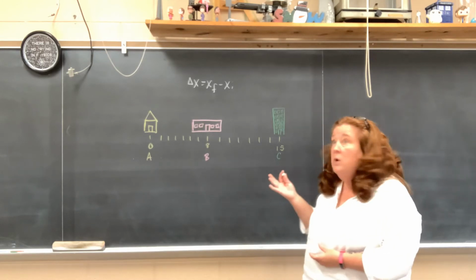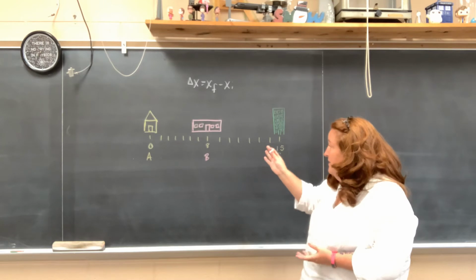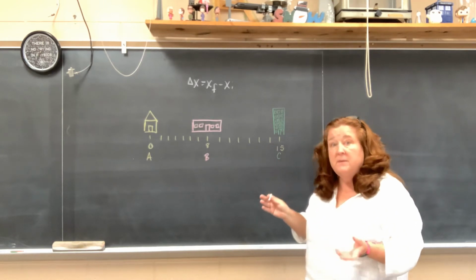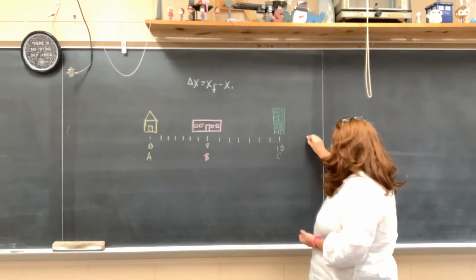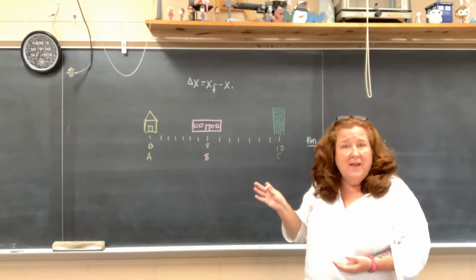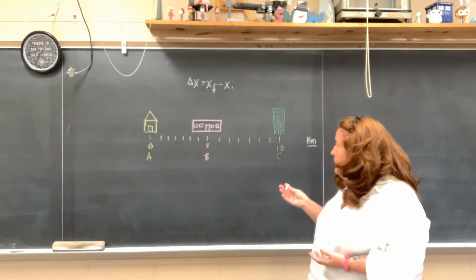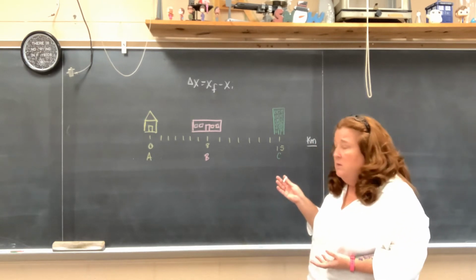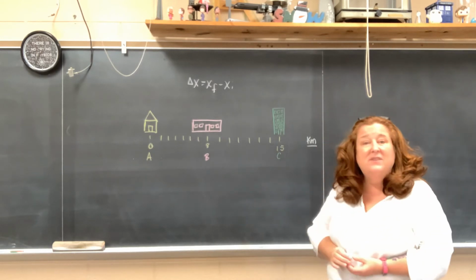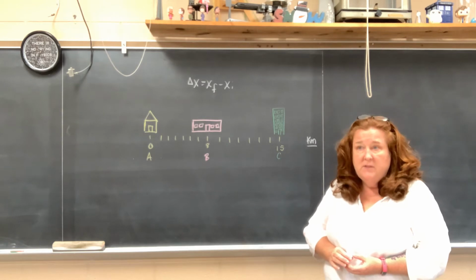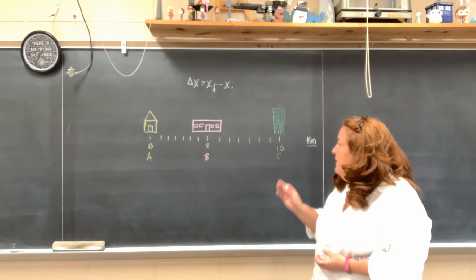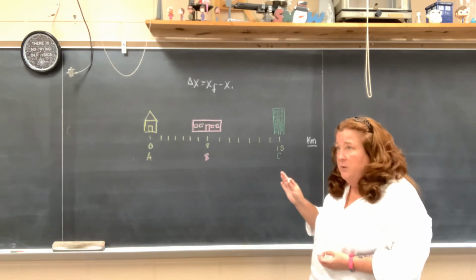So I have drawn this wonderful picture of a house, I don't know what that is, a mall, and an apartment building. Now, when we talk about position, if these are all in kilometers, then the position of the house is at 0 kilometers. The position of the mall is at 8 kilometers, and the position of the apartment building is 15 kilometers. That's the position. If we want to talk about it as a vector quantity, we could say that the mall is 8 kilometers to the east.